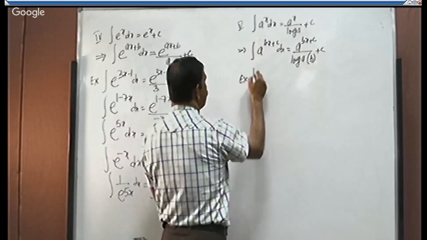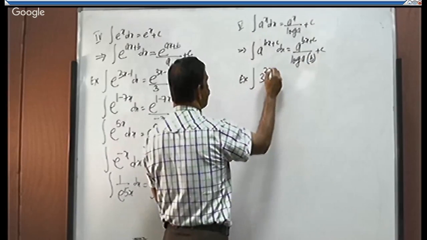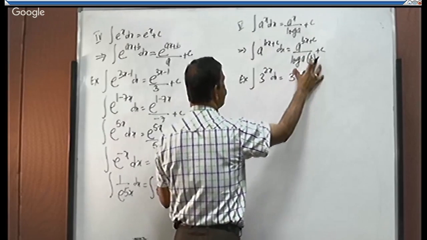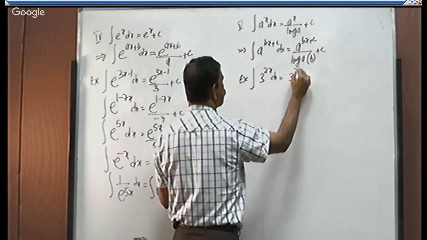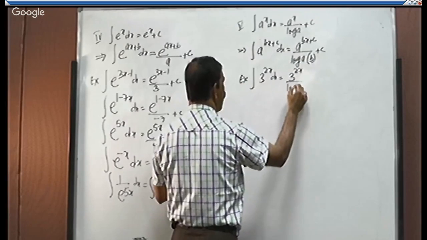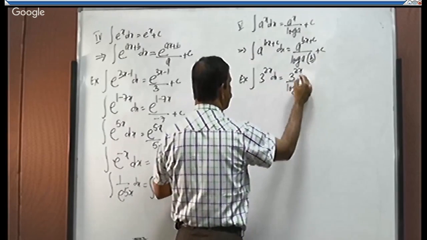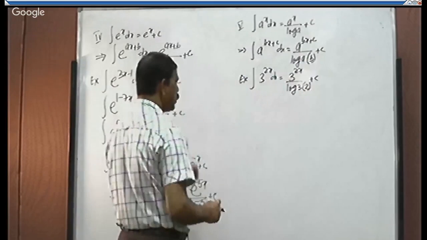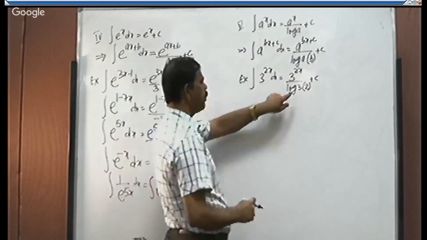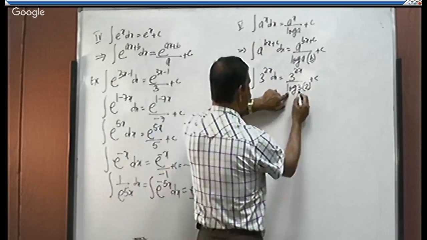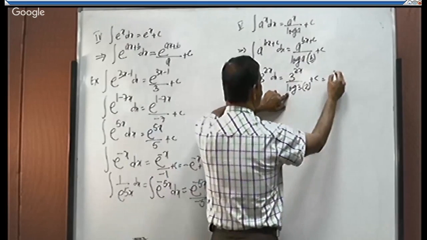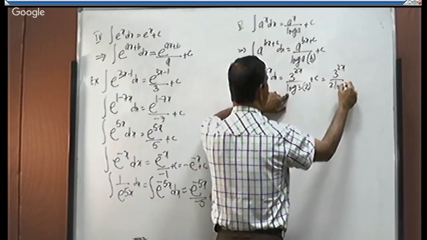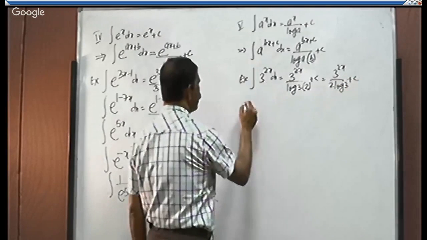Example, integration of 3 to the power of 2x dx. Answer is 3 to the power of 2x divided by log 3 into x coefficient 2 plus c. Please remember that don't multiply this 3 and 2, because it is log of 3, it is only 2, so it should be taken separately. That is 2 into log of 3 plus c, right?